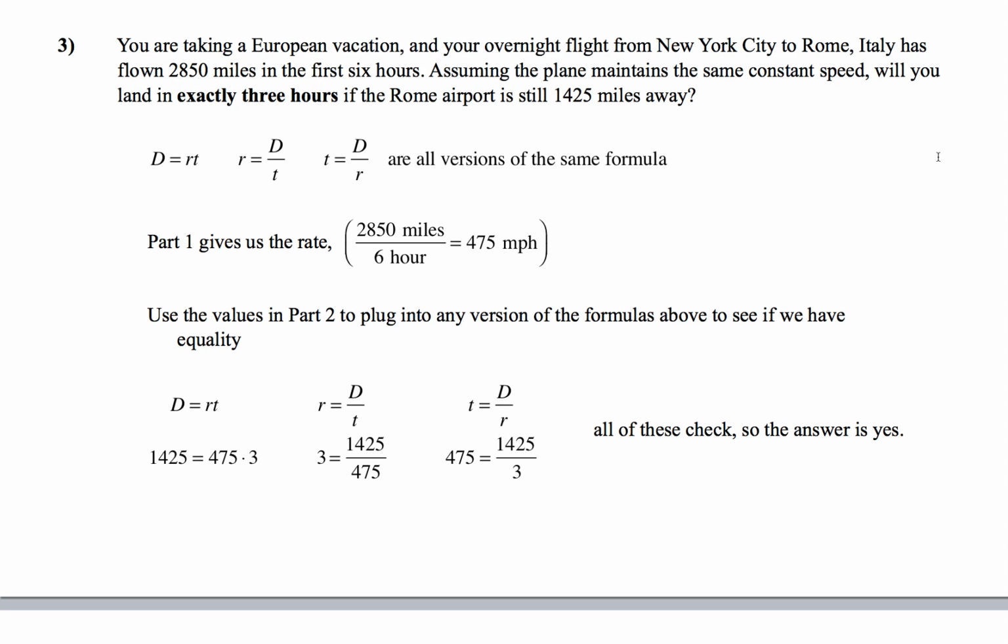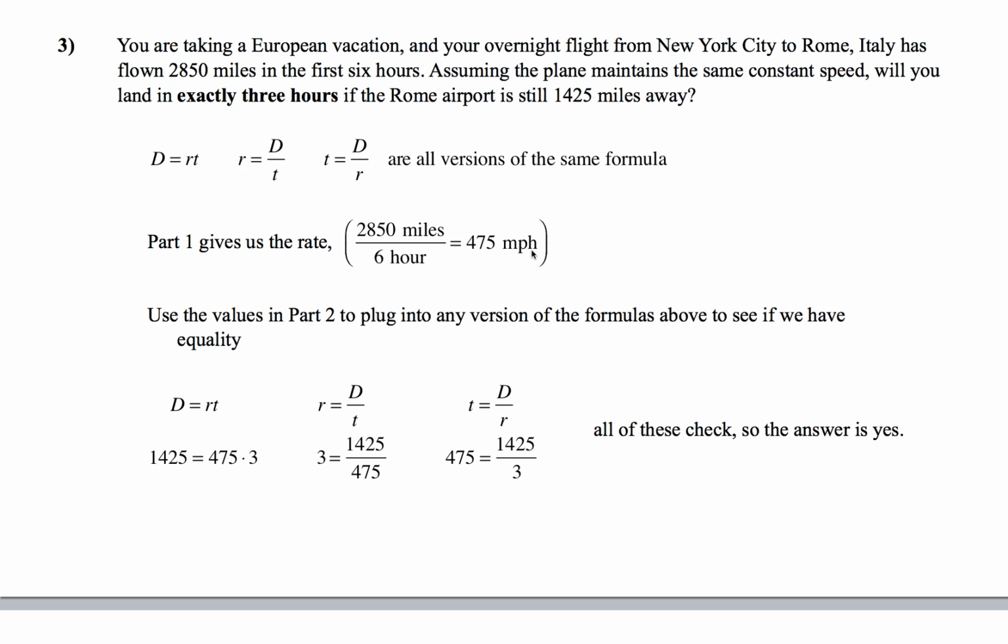And so, what we're given in this problem is the rate. We're told that we have flown, we're going to Europe, and we've flown from New York to Rome 2,850 miles in 6 hours. So that's a distance divided by a time, and that'll give us the rate, as you see here. 2,850 miles divided by 6 hours gives us 475 miles per hour.